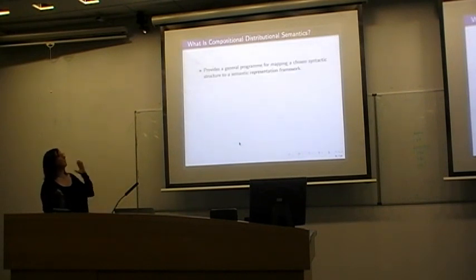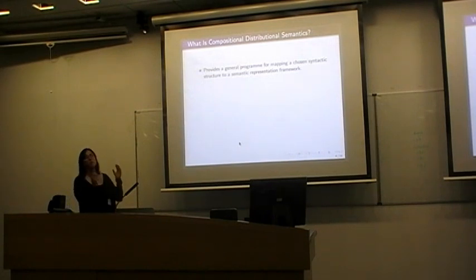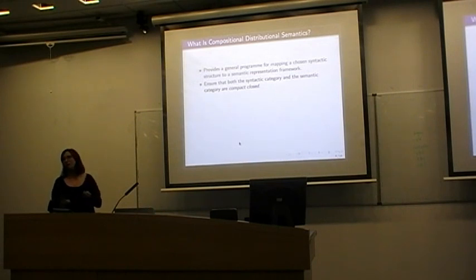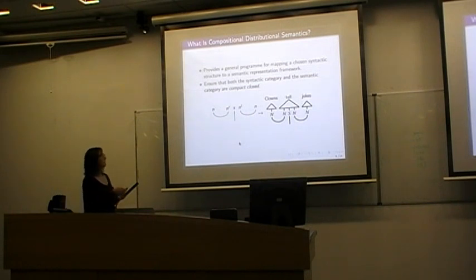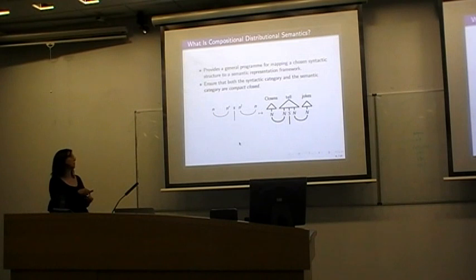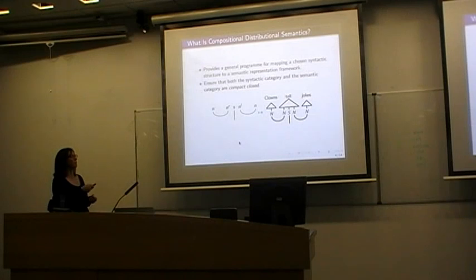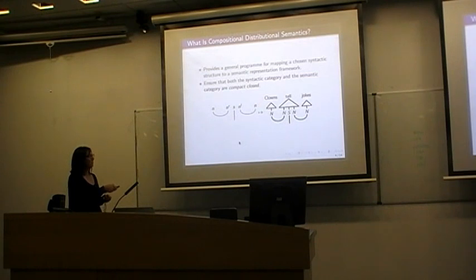So yeah, as we know, compositional distributional semantics has this general program for mapping some chosen syntactic structure, which is your grammar, to a semantic framework. And we need the syntactic category and the semantic category to be closed. So here on the left-hand side we've got the syntax, which is pregroup grammar, and we've mapped this over to the semantics. And really you can think of the meanings of the words as being here, and the grammar is the cups and caps, the morphisms that we're applying.